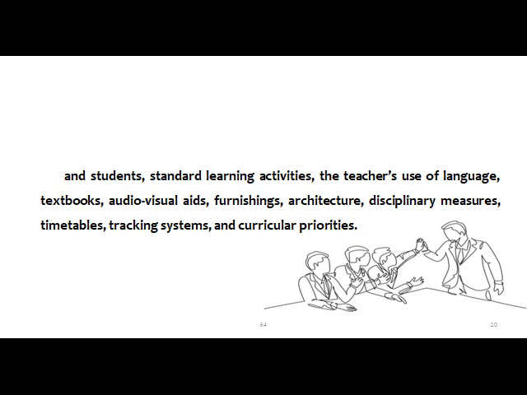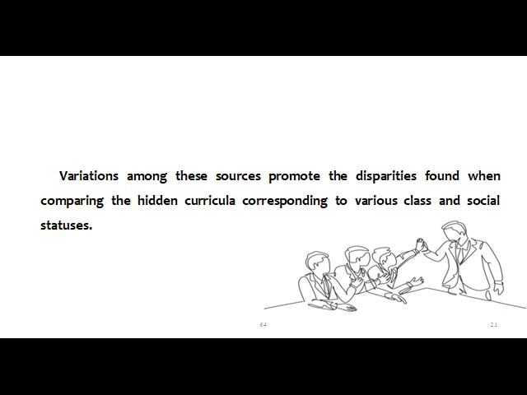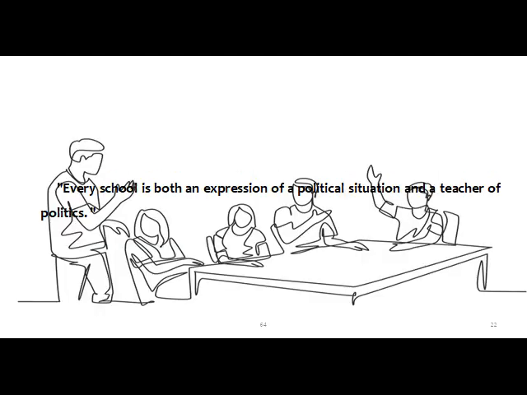furnishings, architecture, disciplinary measures, timetables, tracking systems, and curricular priorities. Variations among these sources promote the disparities found when comparing the hidden curricula corresponding to various class and social statuses. Every school is both an expression of a political situation and a teacher of politics.